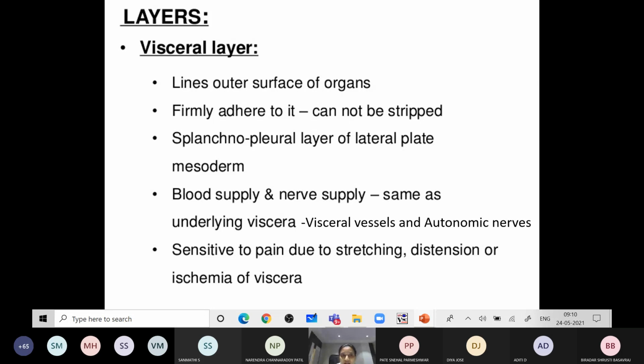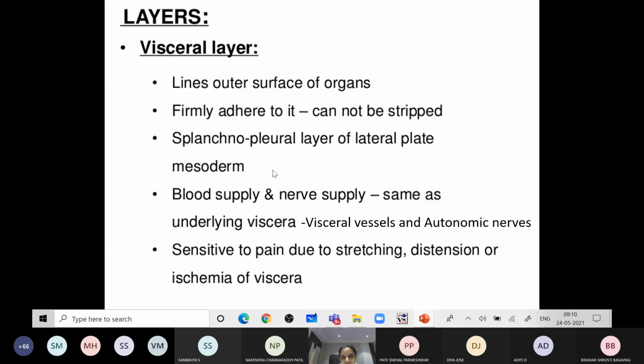The visceral layer is derived from the splanchnopleuric layer of lateral plate mesoderm. The blood supply and nerve supply are the same as those of the organs: visceral vessels and the autonomic nerves, that is, the parasympathetic and sympathetic nerves.